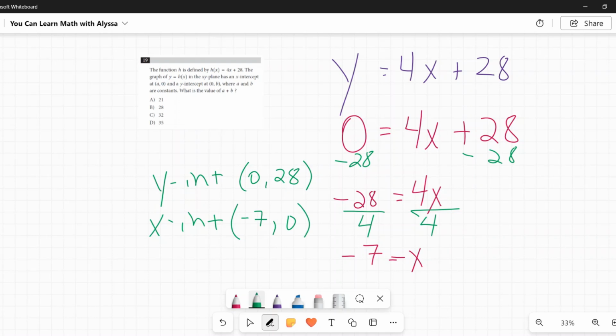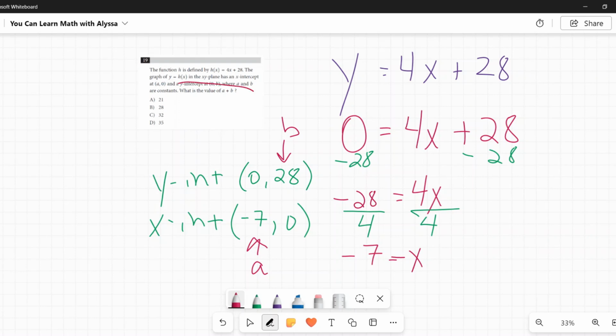Now we've done that second part of that problem. We found the x-intercept and we found the y-intercept. Now they've told us that for the x-intercept, this is representing a, 0. And for the y-intercept, this is b. So we've solved for a and b. A is negative 7, b is 28.